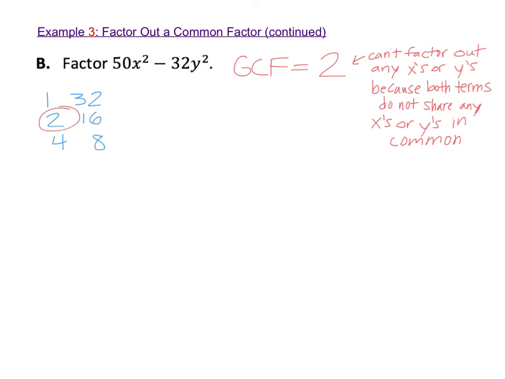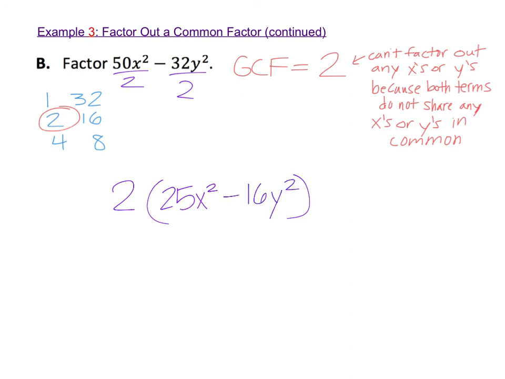That means we put a 2 outside our parentheses, and then to figure out what's left over, just think about what multiplies with 2 to get back to 50. That'd be 25, and then I need my x squared. You're really just dividing each of the terms by 2. So we have 25x squared minus 16y squared, and that's your final answer for the factors.